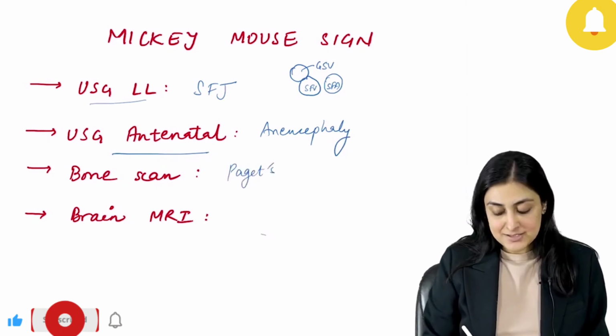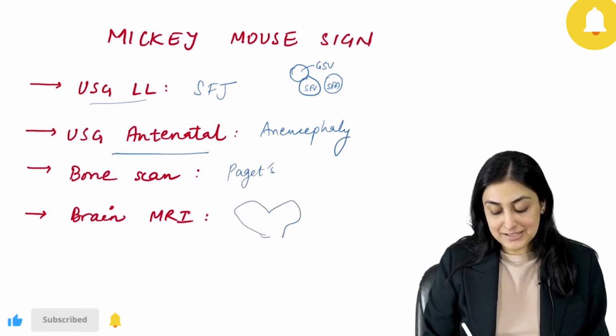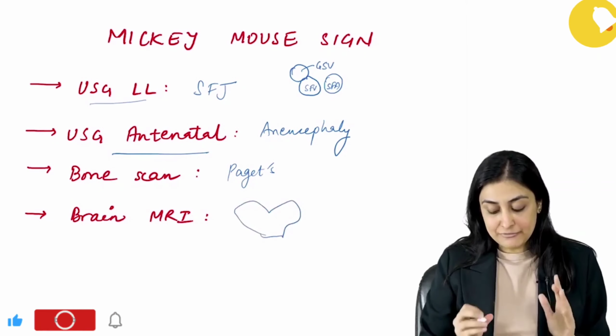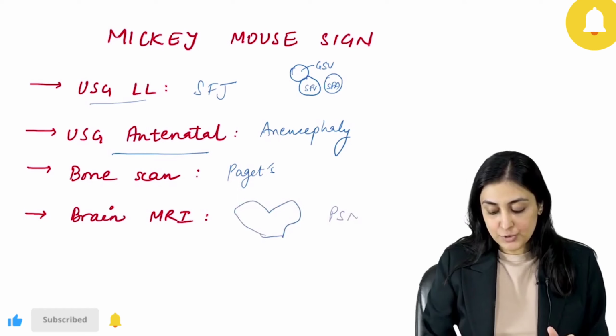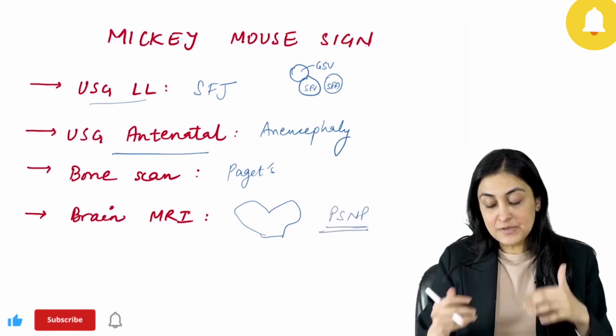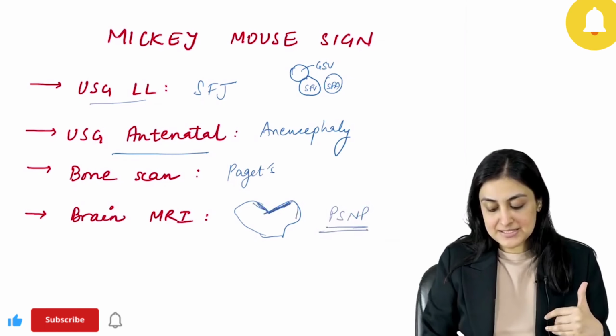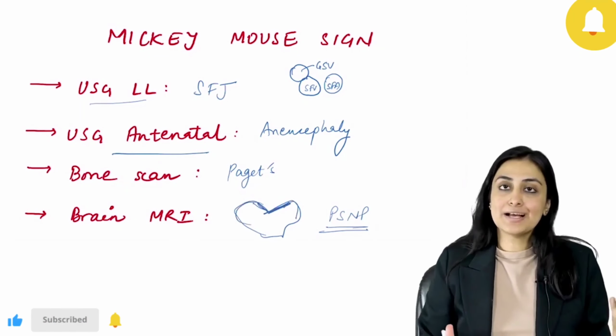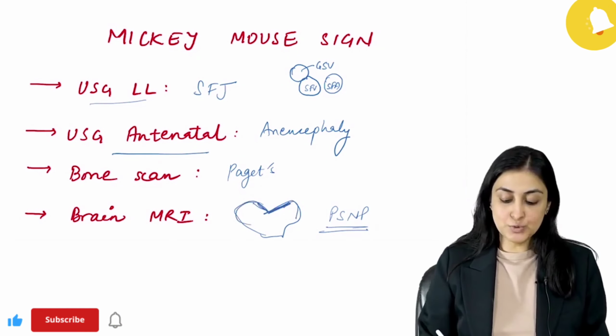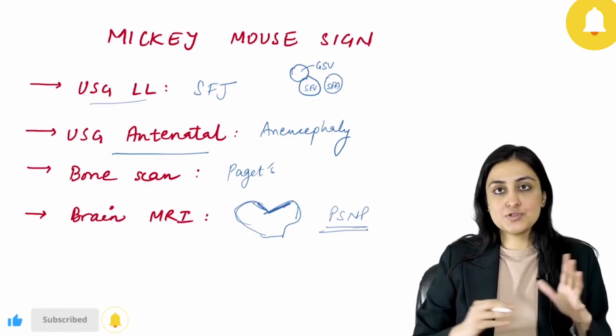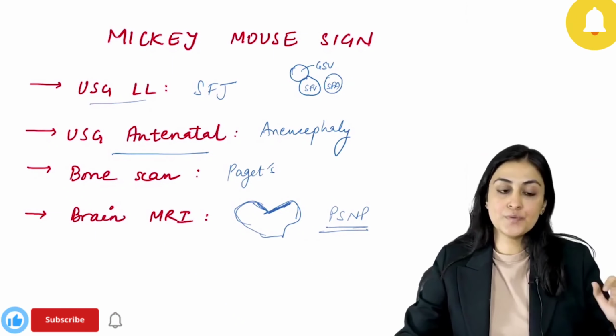And on the brain MR, slightly lesser heard of, on an axial section, when you have midbrain atrophy in a case of progressive supranuclear palsy, remember that on an axial section the deepened interpeduncular fossa makes the midbrain look like a Mickey Mouse. So this is one more area where we see Mickey Mouse. This is just a quick summary for you.